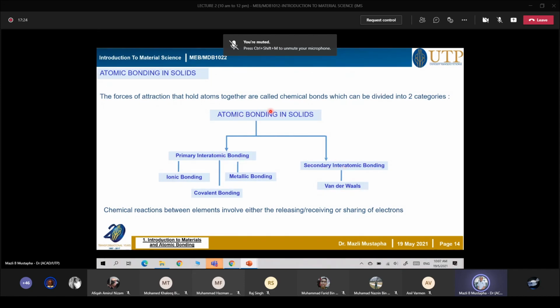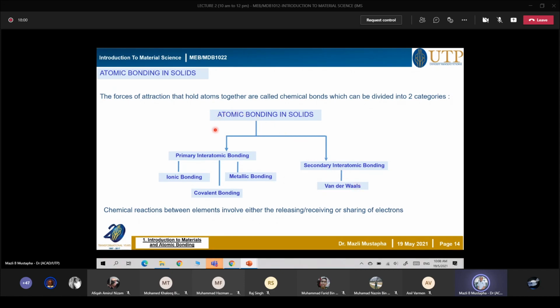Basically, atomic bonding in solids, if someone asks you, it's easy. It can be divided into primary interatomic bonding and secondary interatomic bonding. The primary interatomic bonding can be divided into three: first the ionic bonding, second the metallic bonding, and third the covalent bonding. For the secondary interatomic bonding, we have only one, the dual forces or bonding.